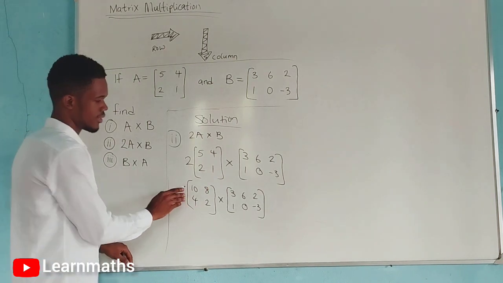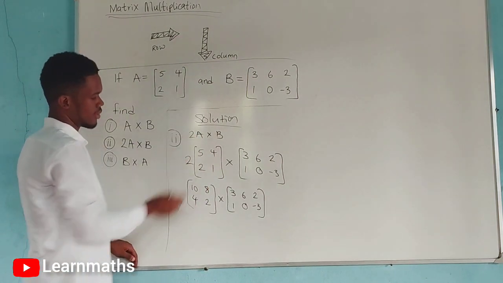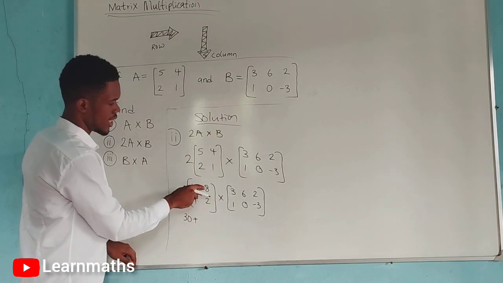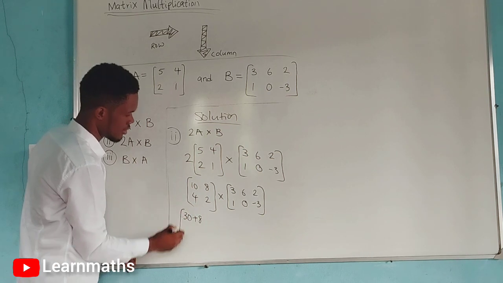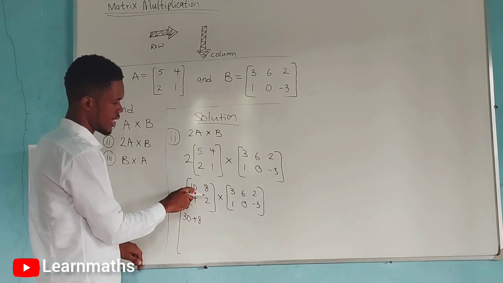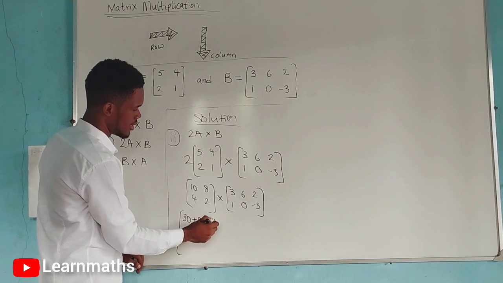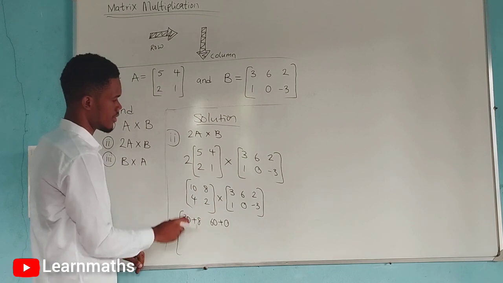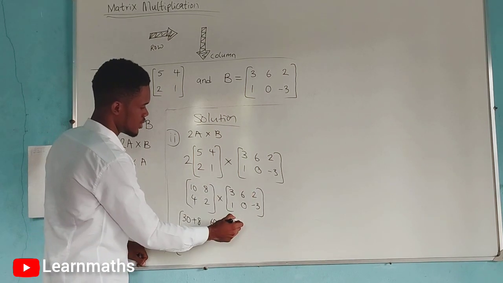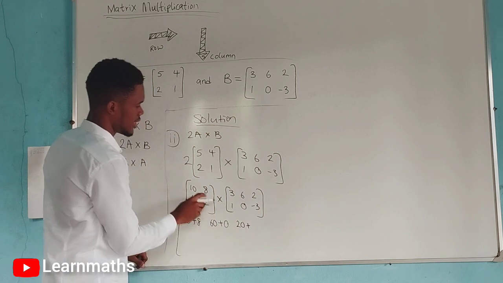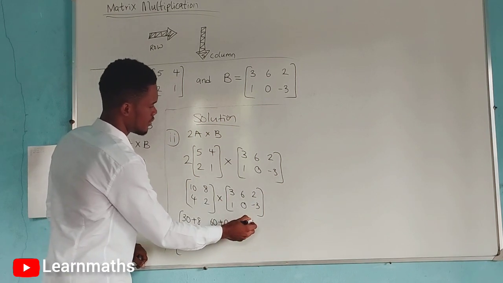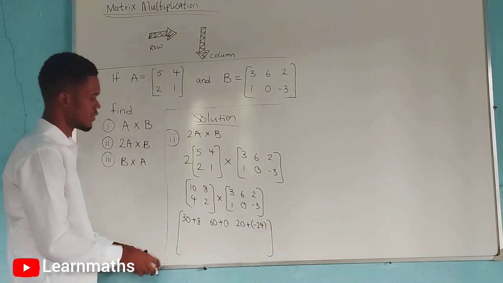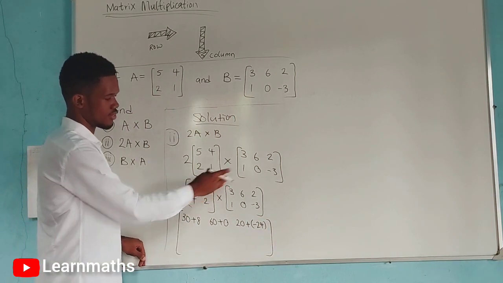So we're going to have the usual pattern, row multiplying column. We're going to have 10 times 3, which is 30, plus 8 times 1, which is 8. Then we're going to have 10 times 6, which is 60, plus 8 times 0, which is 0. Then 10 times 2, which is 20, plus 8 times negative 3, which is negative 24. That's for the first row multiplying all the columns.